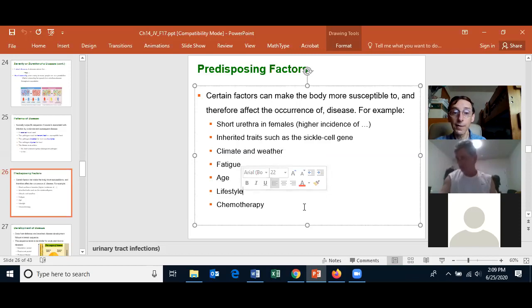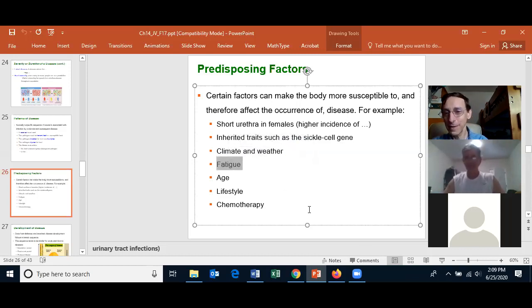Lifestyle can also make you more susceptible to disease. For example, people who smoke are more likely to come down with a respiratory infection. Chemotherapy can also affect whether you get disease. People who take a chemotherapeutic drug, that usually weakens their immune system, and so they are more likely to come down with disease. Any question about any of those predisposing factors? And remember, if you have a predisposing factor, you have to protect yourself from getting disease. Any questions?